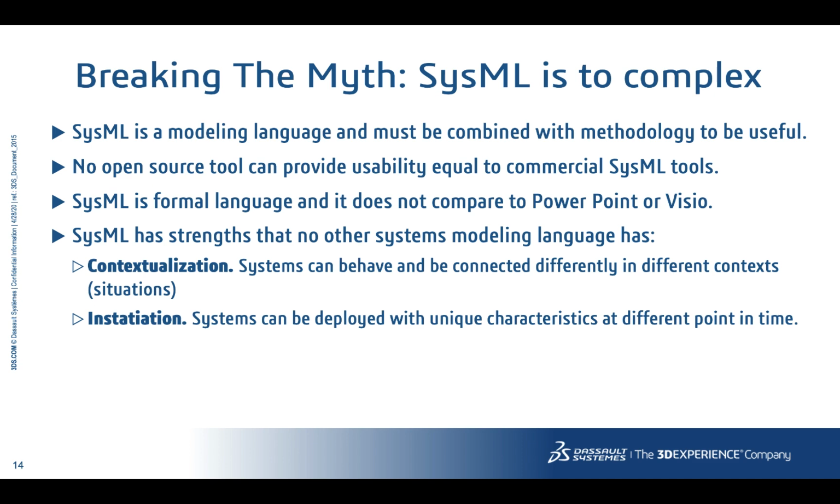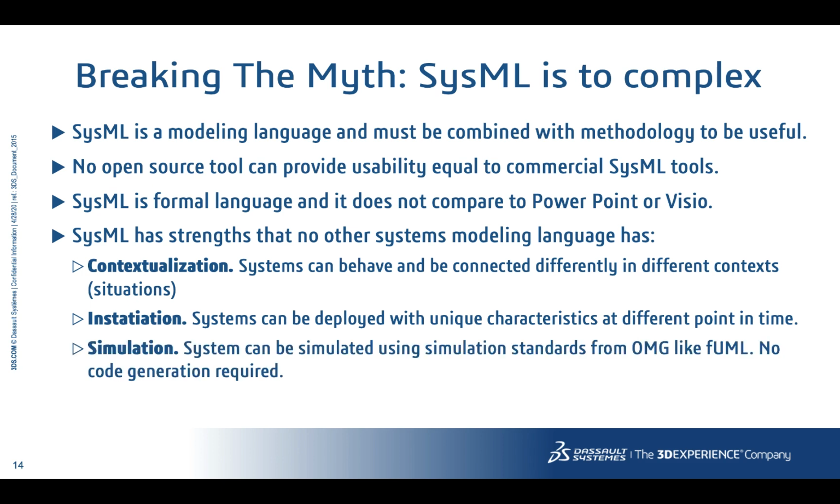Then instantiation, so systems can be deployed with unique characteristics at different points in time. We can have systems with different characteristics depending on time, see how they changed, and deploy different characteristics in different missions. Of course, we can simulate systems, and more importantly, we can simulate them using standards like, for example, fUML from the Object Management Group. And it's important to understand that as SysML is formal, you don't necessarily need to generate code to be able to execute the model.